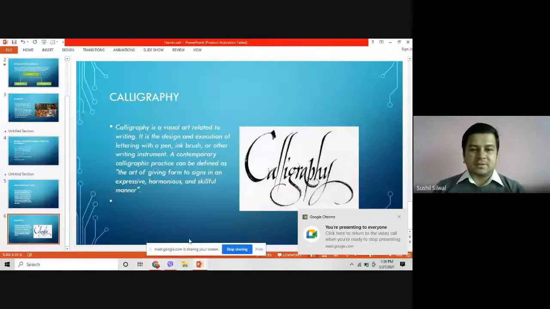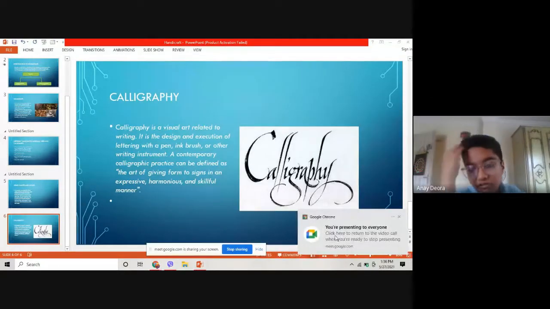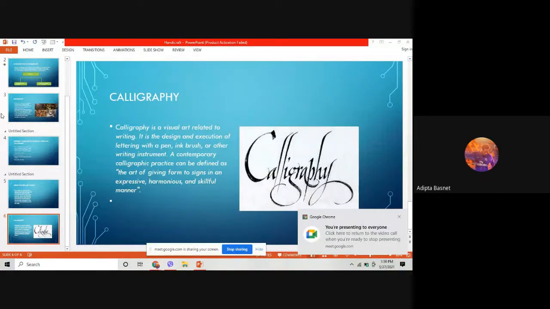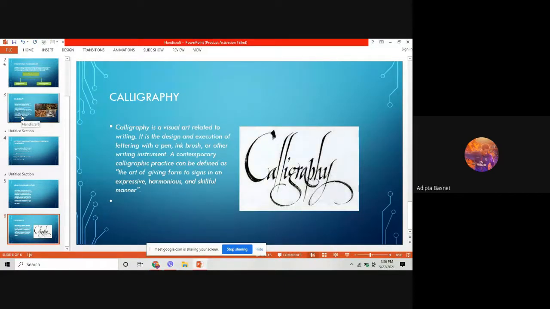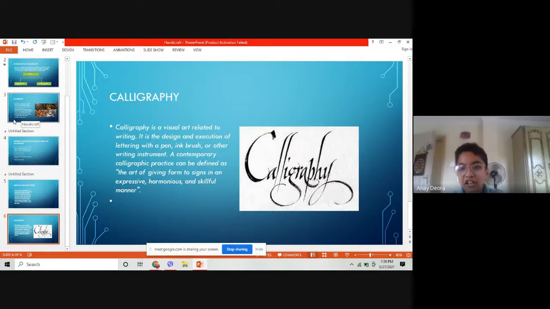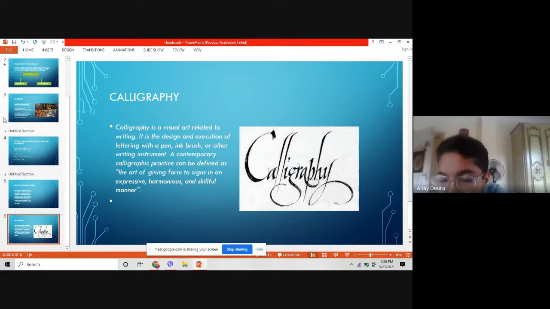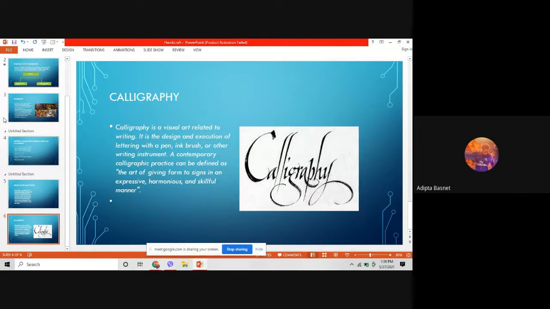Okay, so even I do not understand how calligraphy is in handicraft. It is like handicrafts, the individuals used to make them by themselves as decorative designs, and calligraphy also is used to decorate something like birthday cards. We write calligraphy to give an invitation. Nowadays calligraphy is done on computers and laptops also. But it's also a designing form.